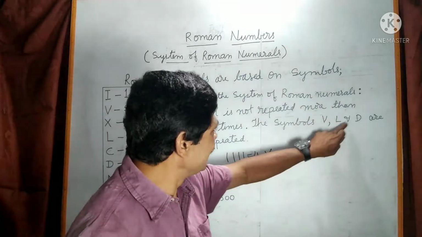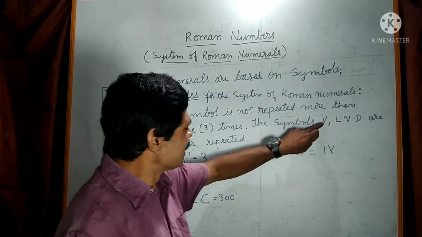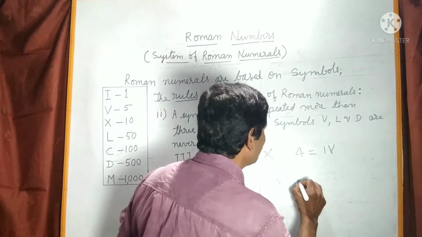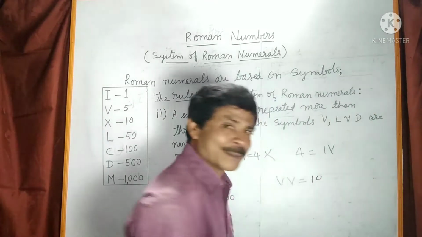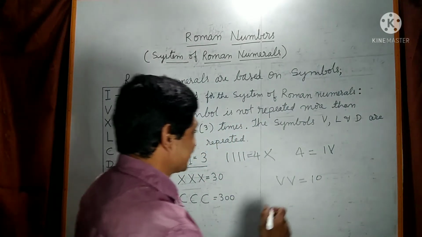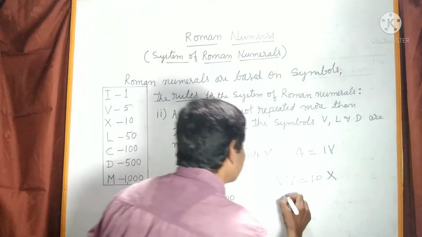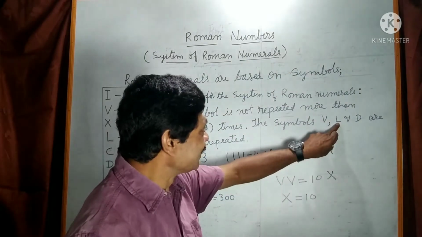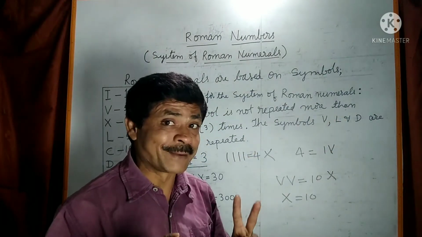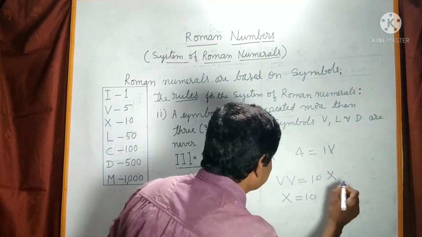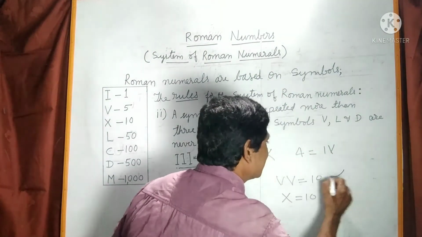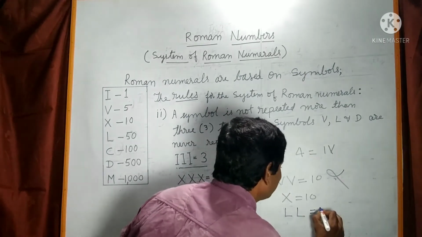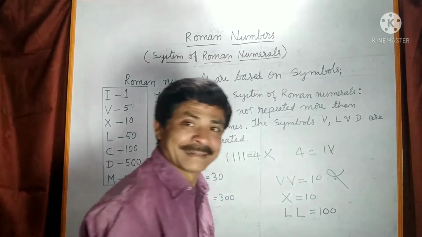And V, L, D are never repeated because we cannot write V V is equal to 10, because for 10 there is X. This is wrong. X is equal to 10. And here L we cannot repeat, because this is wrong. L L is equal to 100. This is wrong.